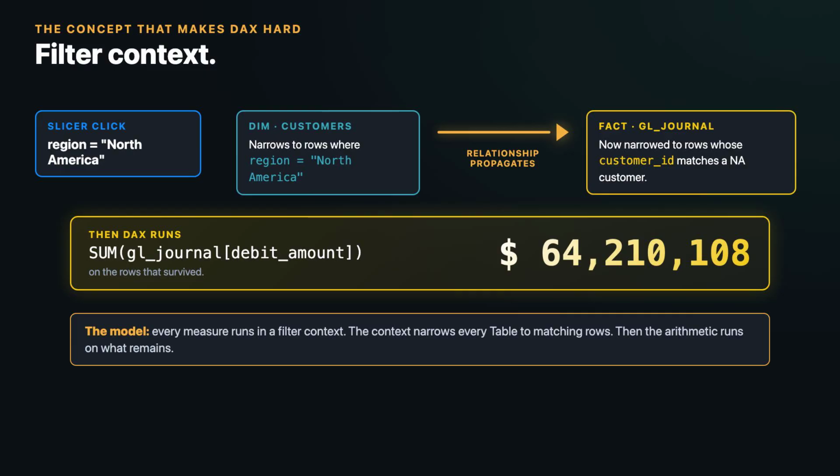This is why the star schema we built last episode matters so much. Without those relationships, the filter would never reach the journal, and the visual would silently show the unfiltered total.